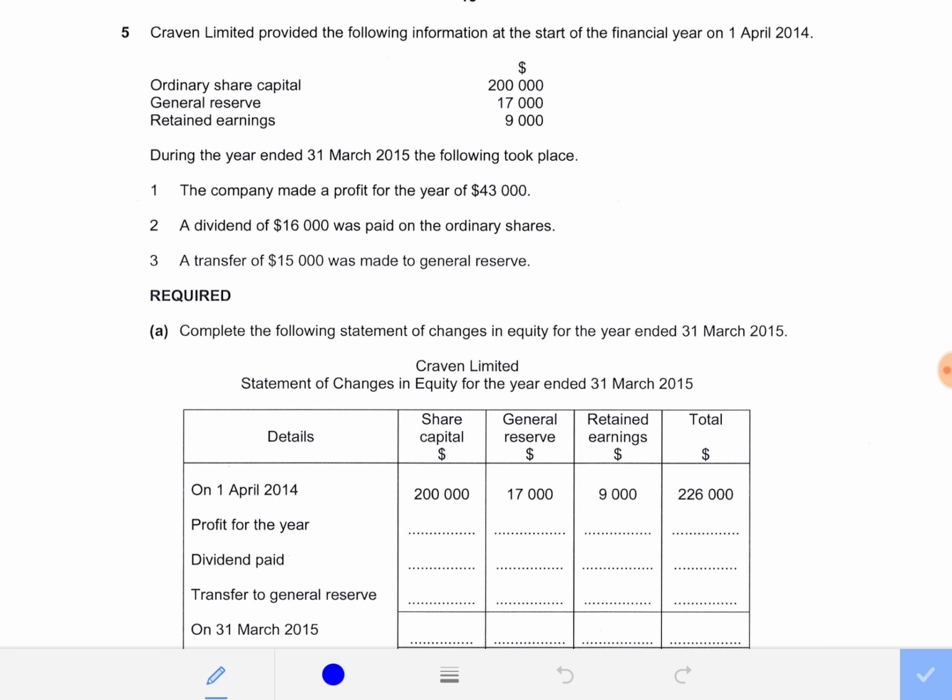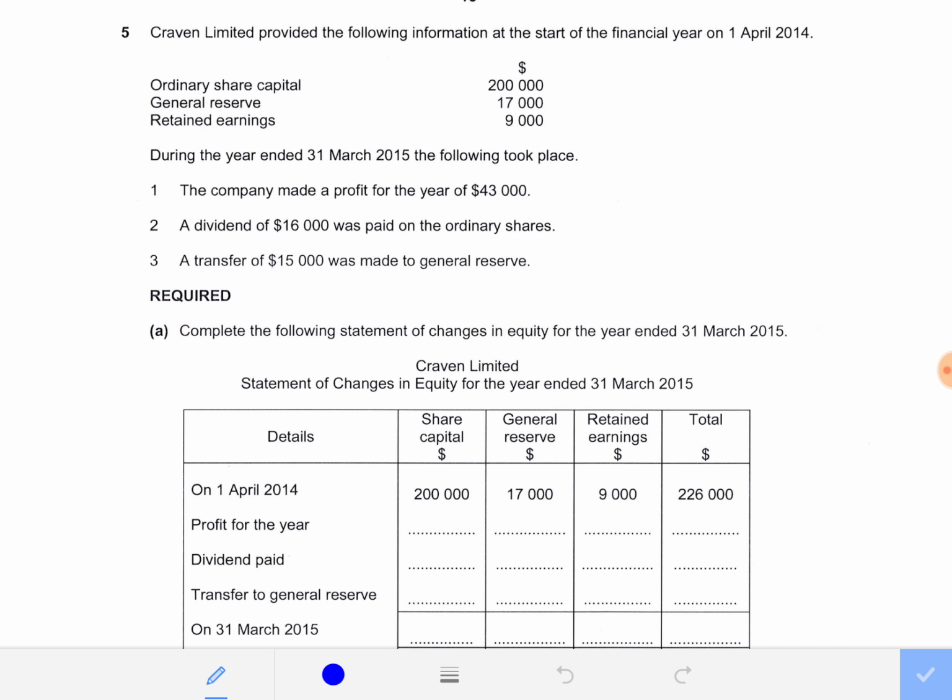Hi everyone. Today I'm going to discuss paper 22, May/June 2015, number 5, about limited companies. Craven Limited provided the following information at the start of the financial year, on 1 April 2014.